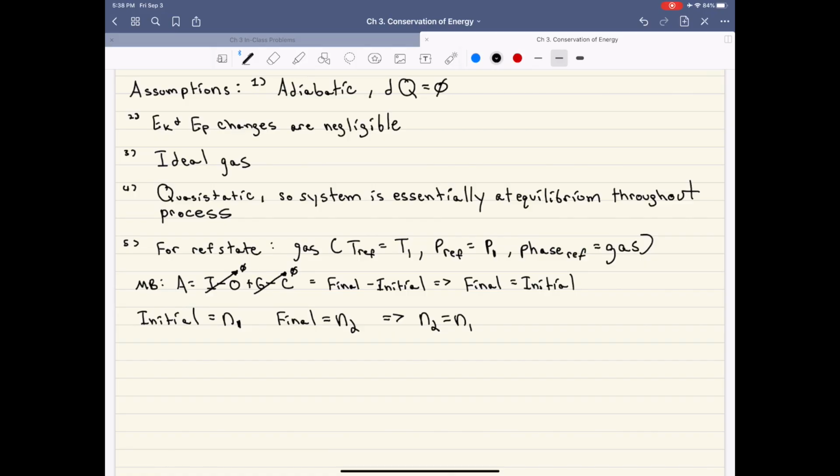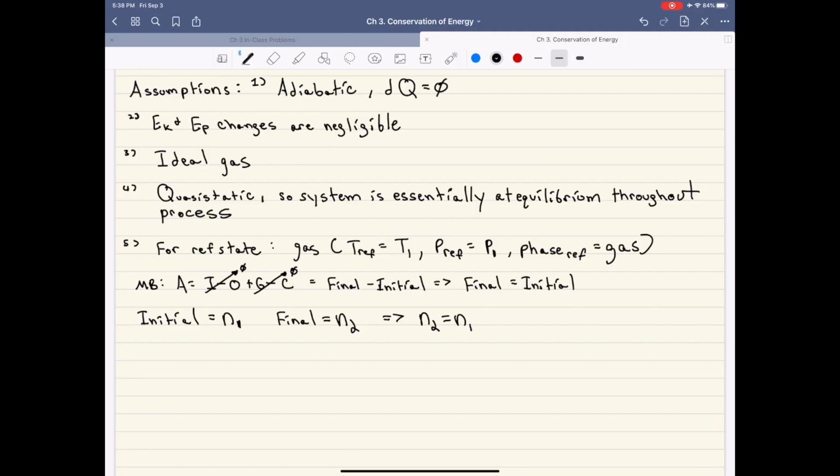And so that helps reduce the number of unknowns we have in the system. Instead of N2 and N1 being different variables, from our material balance we can say that they're equal values. Now, of course, we still don't know what the numerical values of N1 or N2 are.